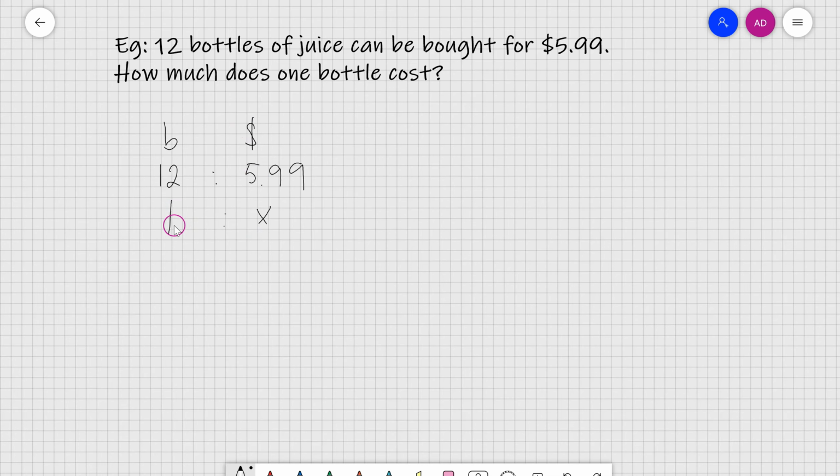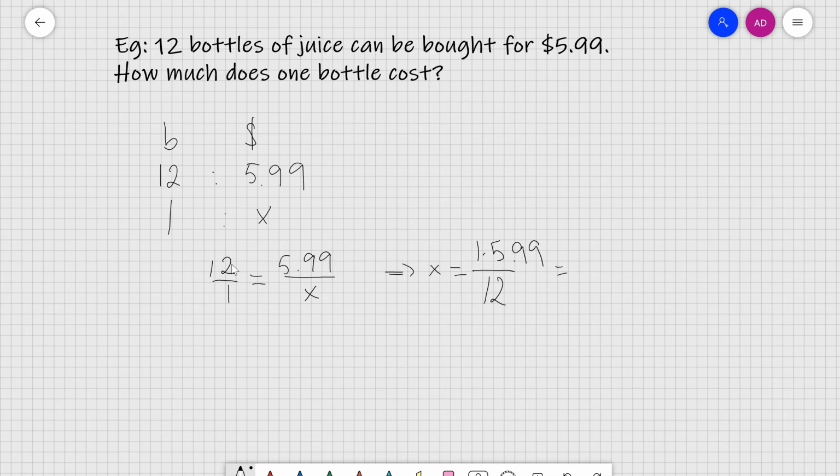Obviously, less bottles, it's 1 compared to 12 is less, will cost more or less money? Less money. It's a direct proportionality. The proportion would be 12 over 1 equals 5.99 over x. Hence, x equals fraction line. Which one goes underneath? X and 12. So 12 goes underneath. 1 times 5.99.